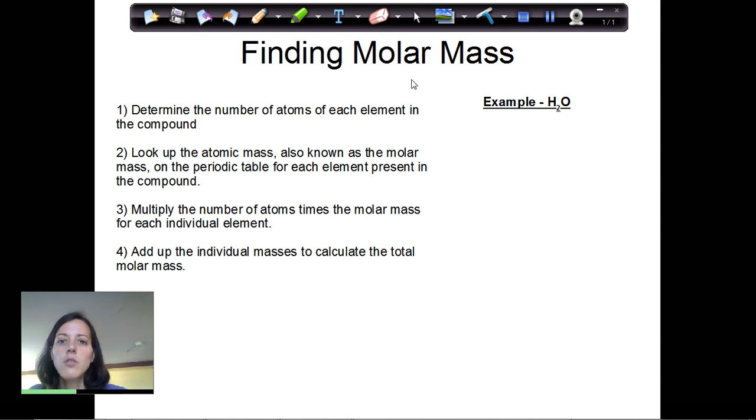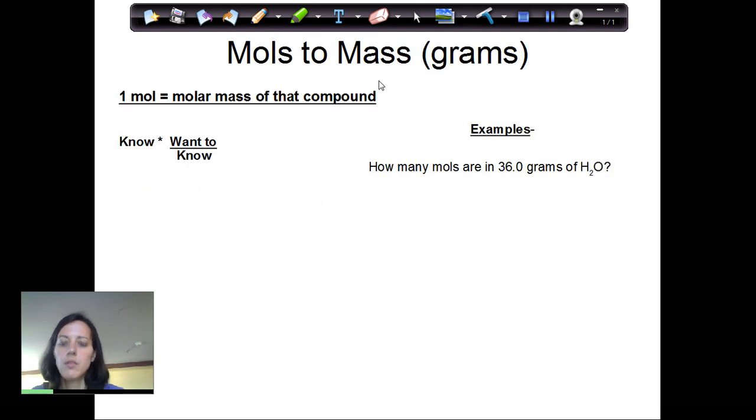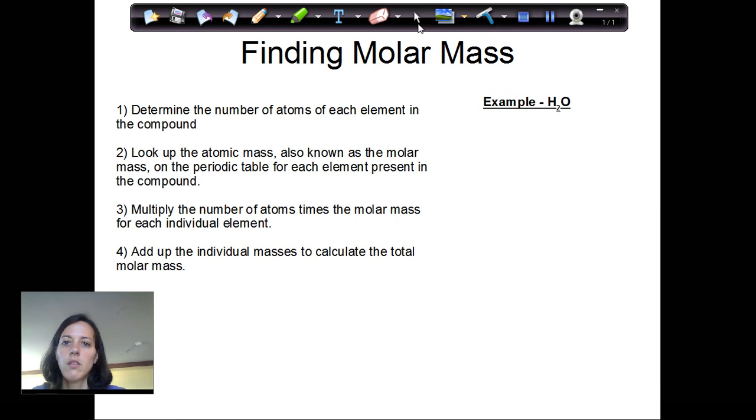So if we are looking to find the molar mass of something, it's just simply how much 1 mole of that substance weighs in grams. That's all that is telling us on the periodic table, but it's a handy reference because the mass of any element is right on the periodic table.